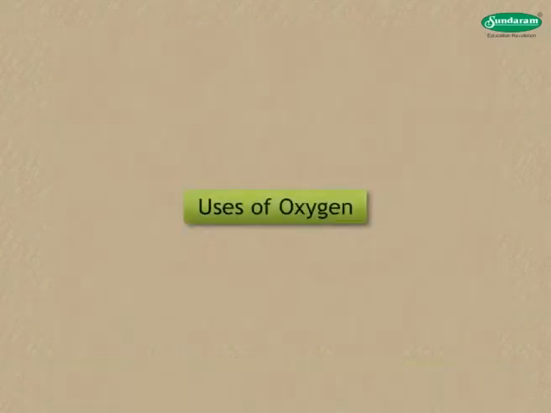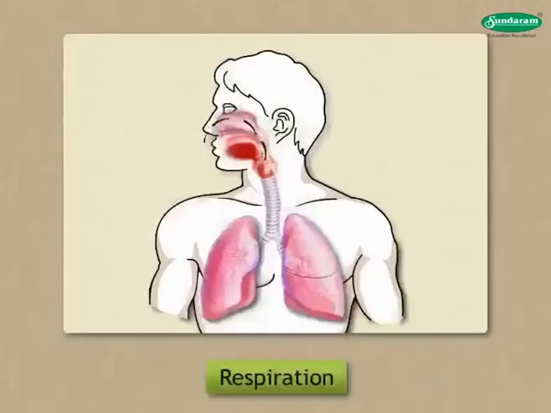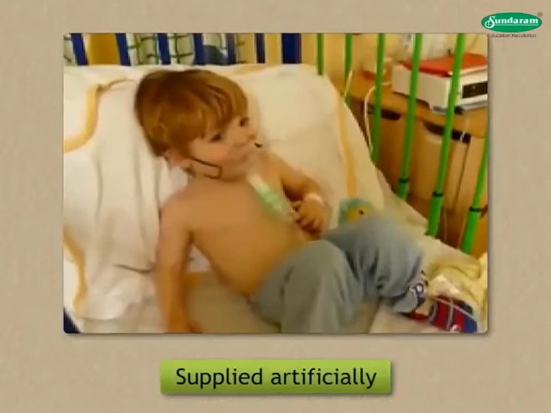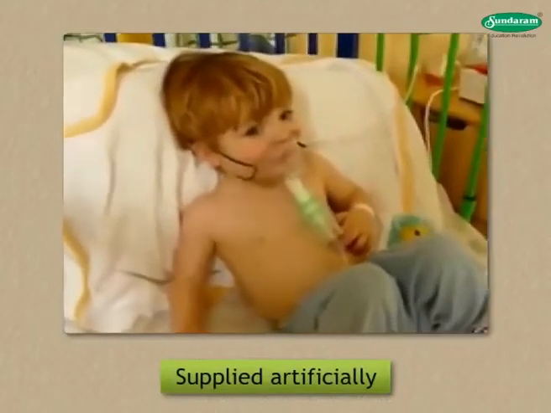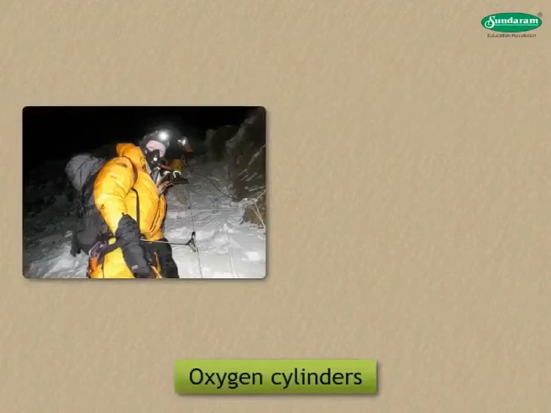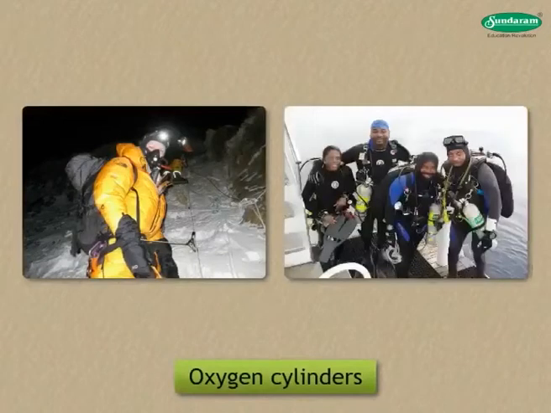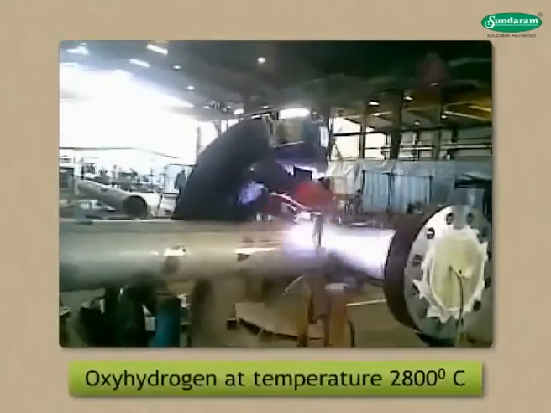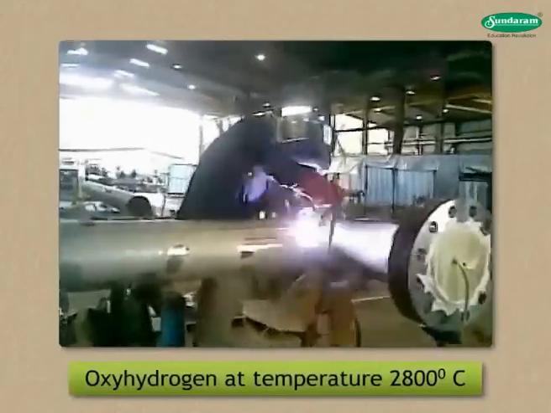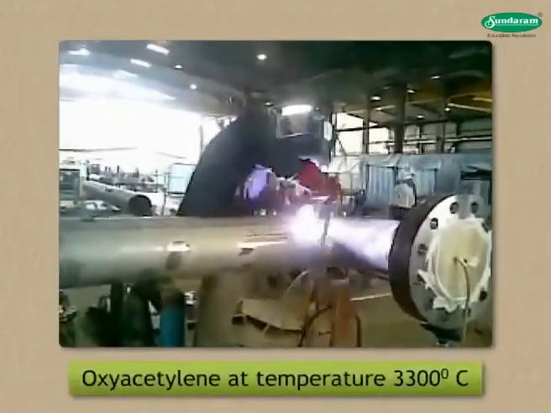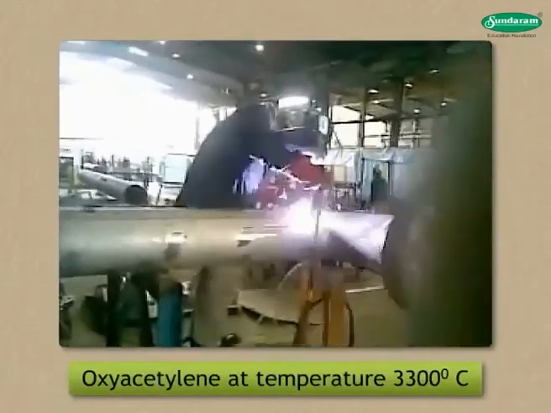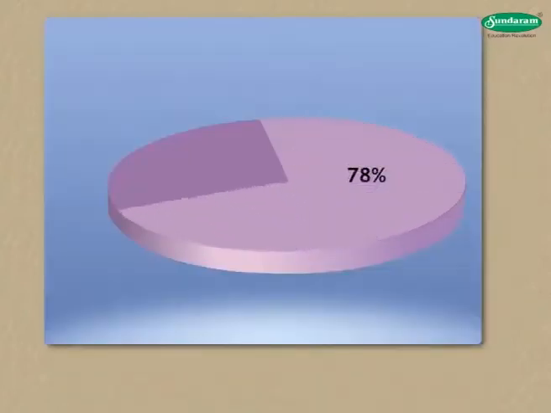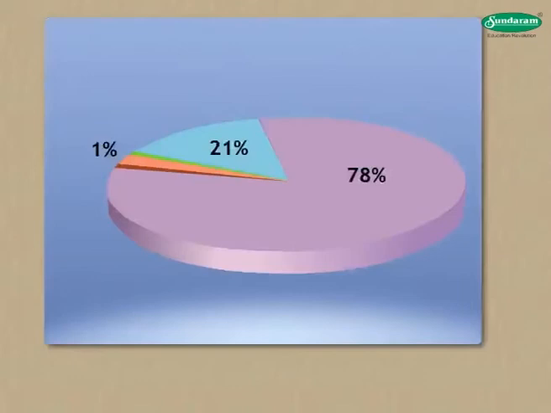Now let us move on to the uses of oxygen. 1. Living things need oxygen for respiration. 2. If a person cannot breathe, then oxygen is supplied artificially. 3. Mountaineers and divers are supplied with oxygen from cylinders. 4. For welding purpose, flames of the mixture oxyhydrogen at temperature 2800 degrees centigrade and oxyacetylene at temperature 3300 degrees centigrade are used.